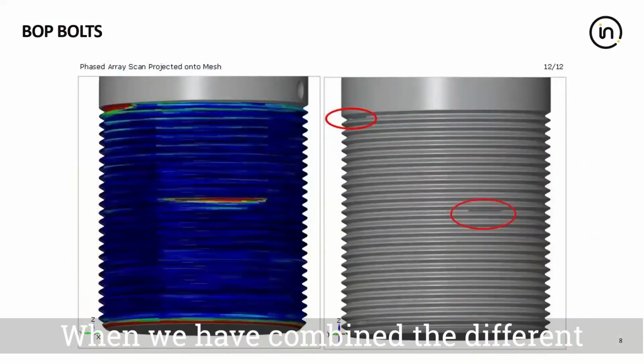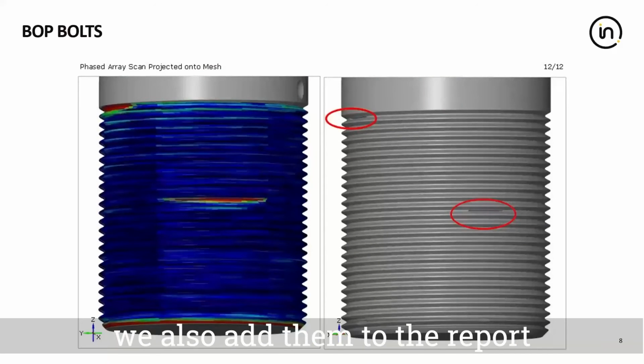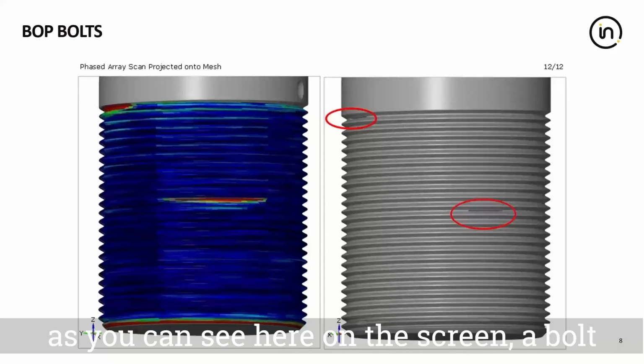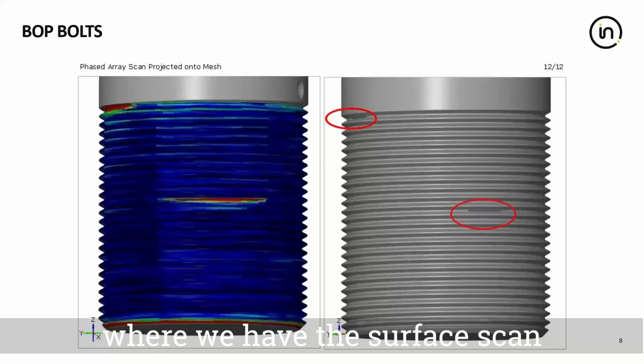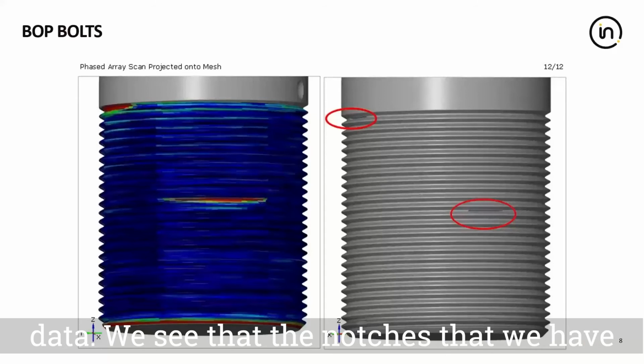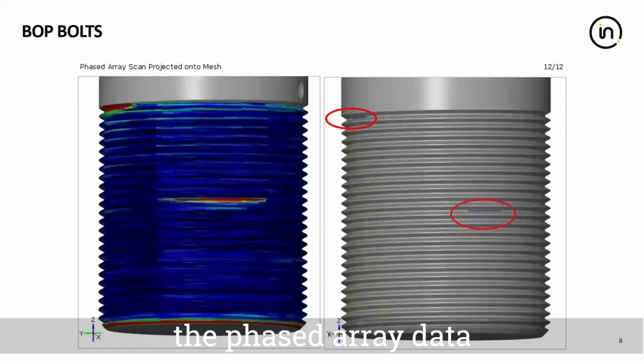When we have combined the different scans, metrology or the laser scanning, we also added into the report the NDT, and we merged that together. As you can see on the image, here is shown a bolt where we have the surface scan, and we have surrounded that with the NDT data. And we see that the notches that we have scanned are also matching up with the phased array data.